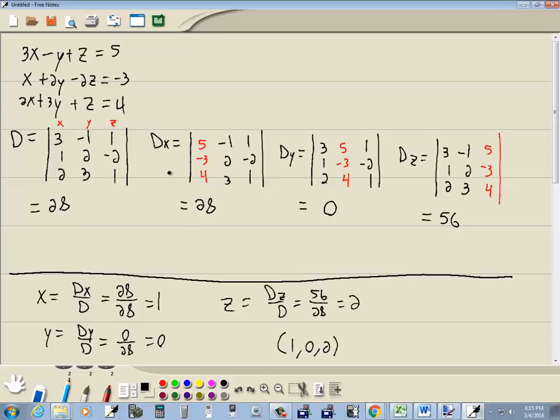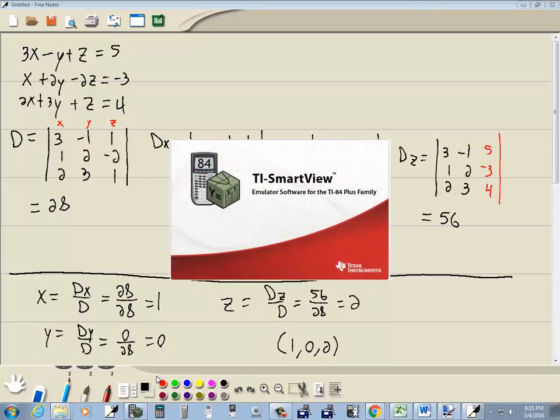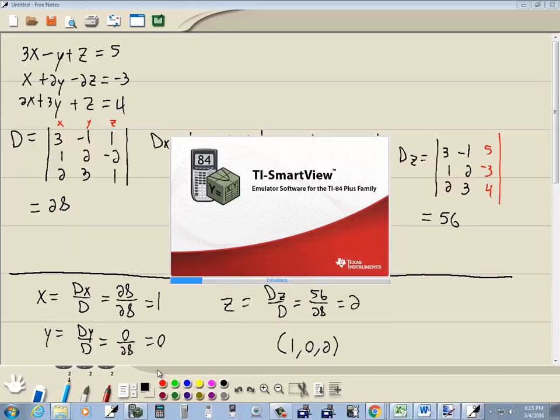Okay, now let me show you how to do these on a TI-83, TI-84 to do the determinant part. And I'll just do one of them. Actually, maybe I'll do all four, just so you see the process.